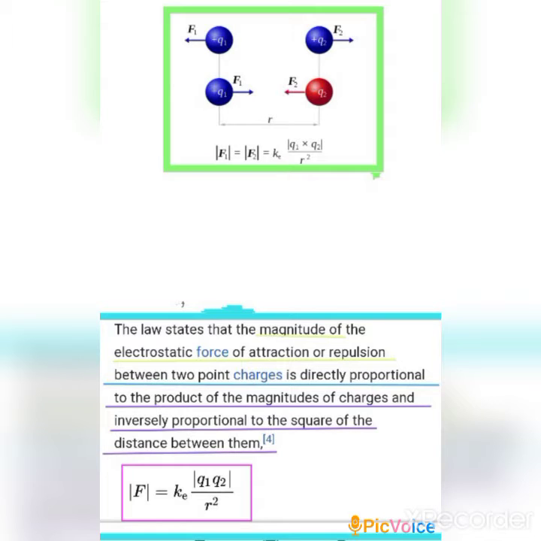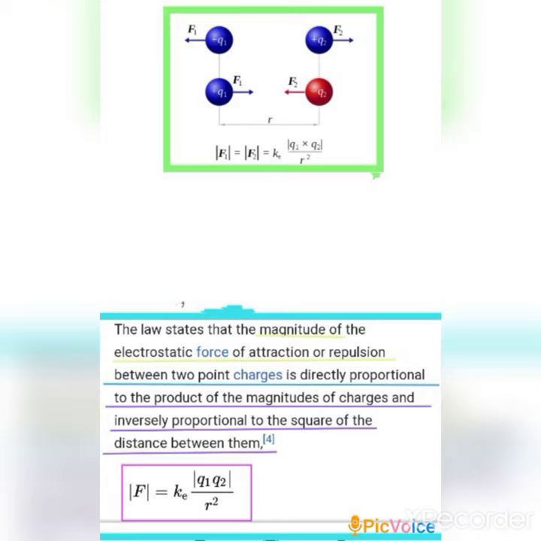Today I am discussing Coulomb's law in electricity. Now, what is Coulomb's law? The law states that the magnitude of the electrostatic force of attraction or repulsion between two point charges... It means there are two point charges. When we take two positive charges, we know that there is a repulsive force, and when we take one positive charge and one negative charge, there is an attractive force between them.